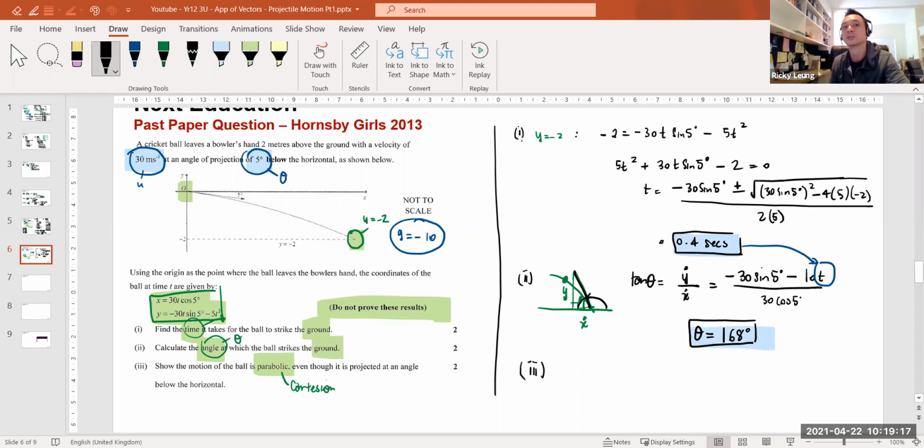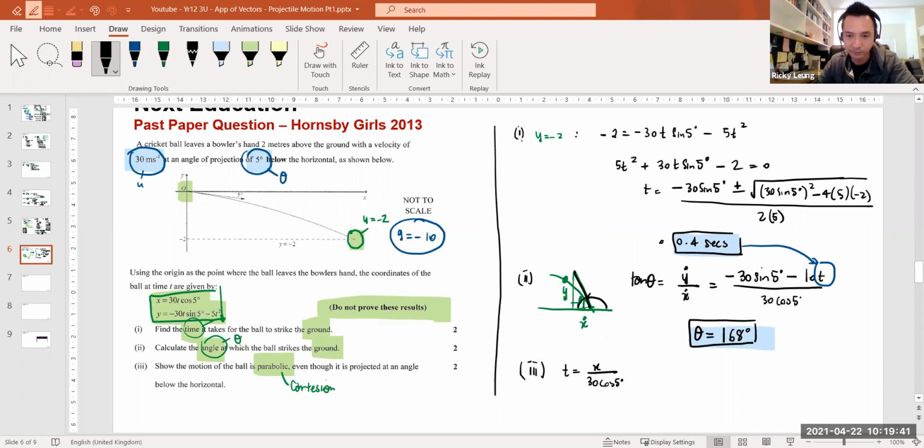So part 3, last part. So all they're asking for is to show that the ball is parabolic. I'm going to solve this parametric equation. So I'm going to make t the subject, right? So from the x value, I know that t equals x divided by 30 cos 5 degrees.